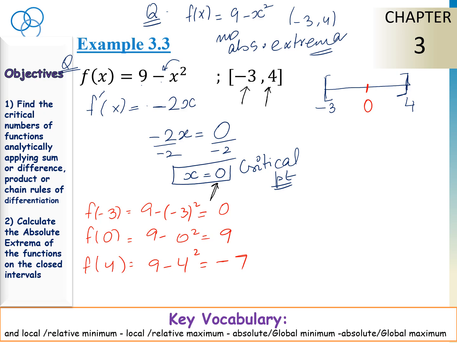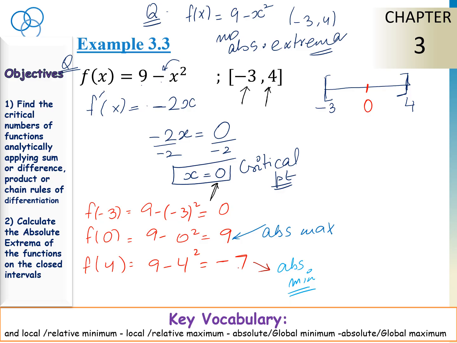Now, which is the highest value of the graph? The highest value of the graph is 9, which is at f of 0 equals 9, your absolute maximum. Now for the absolute minimum, which is the lowest point? Is it -7 or 0? Definitely -7. So f of 4 equals -7, and you will have the absolute minimum. So this is how we find the absolute maximum and minimum.